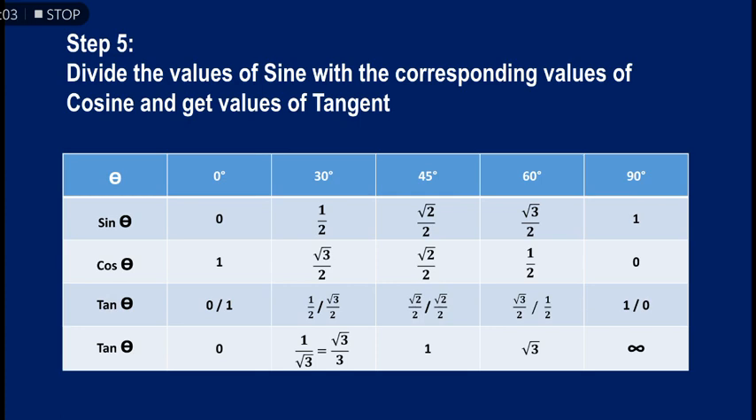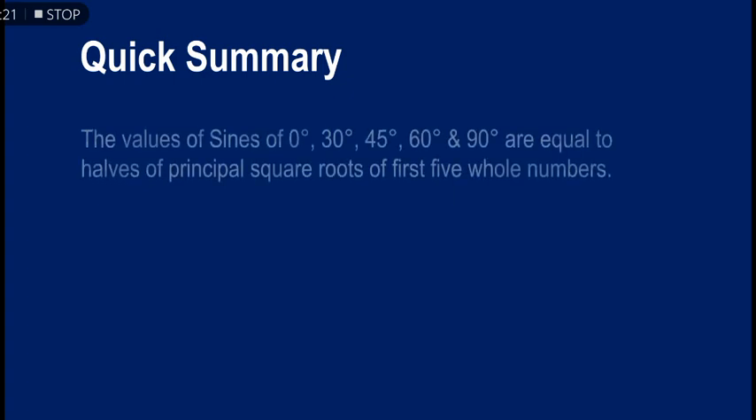So tan of 0 degree is 0, tan of 30 degrees is square root of 3 by 3, tan of 45 degrees is 1, tan of 60 degrees is square root of 3, and tan of 90 degrees is infinity. Quick summary.